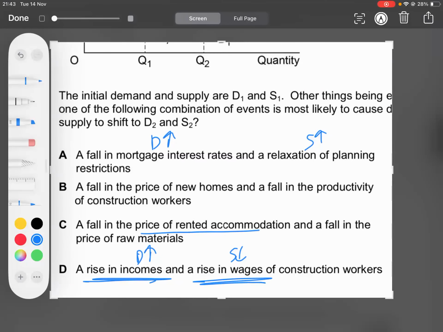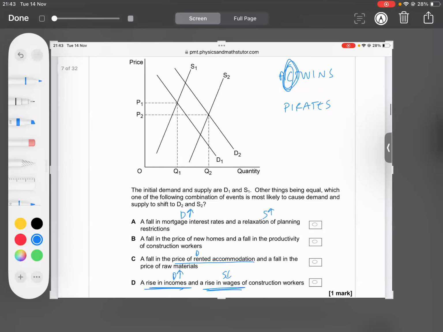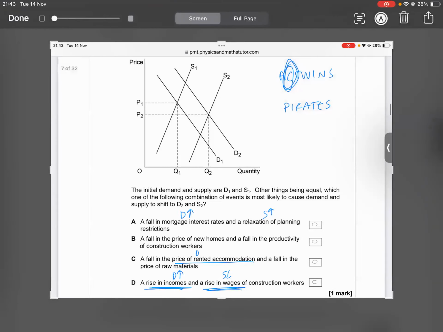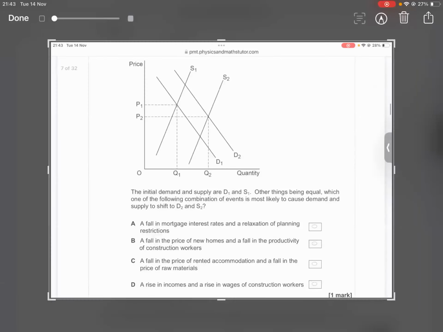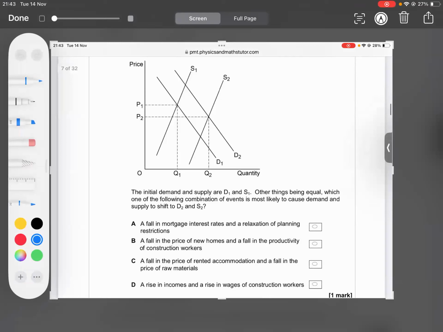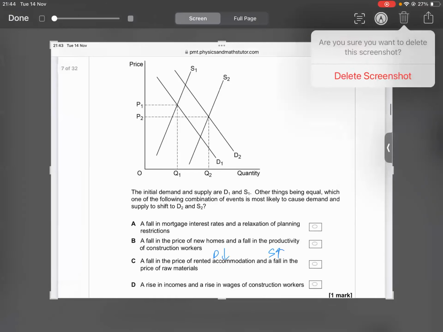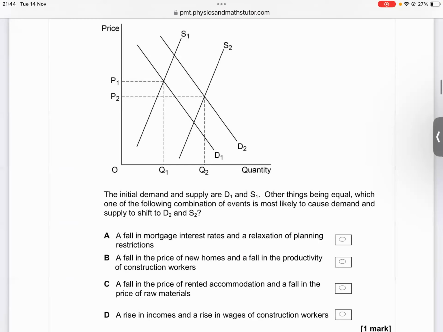A fall in the price of rented accommodation. So then the demand for houses: if rented accommodation became cheaper, then the demand for houses would become lower. Okay. And raw materials is the cost of production, right? You need to buy energy and stuff, so supply would go up. So you basically work through demand and supply for all of them. So the answer was A.